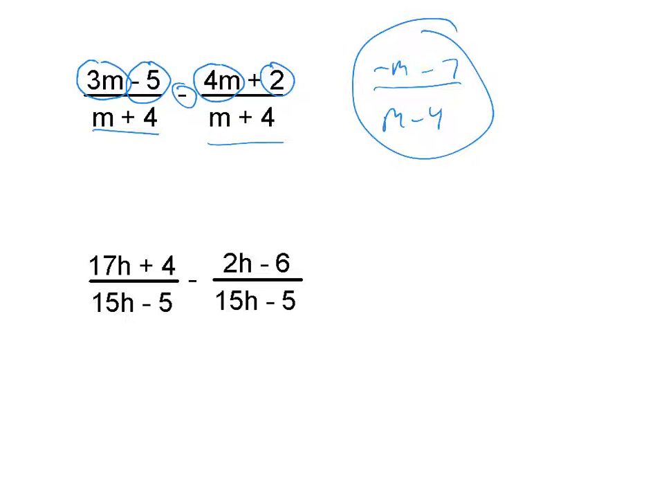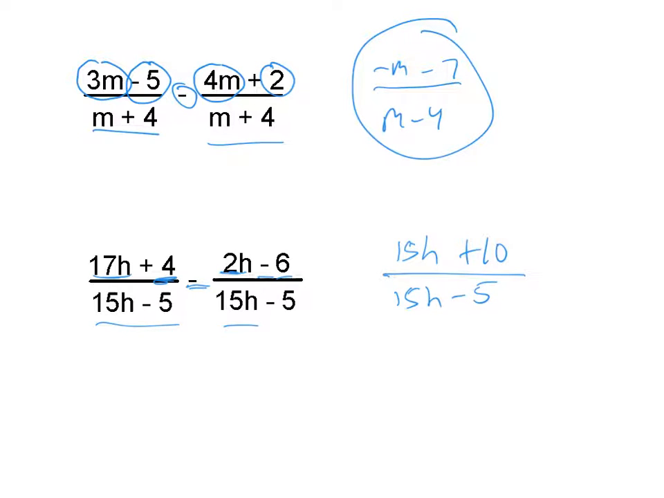Take a look at this next one. Okay, again, same denominator. Awesome. We can just leave that as is. And then notice we can have 17h take away 2h, which gives us 15h. And then we have 4 take away negative 6, so minus minus. So in other words, 4 plus 6 is 10.